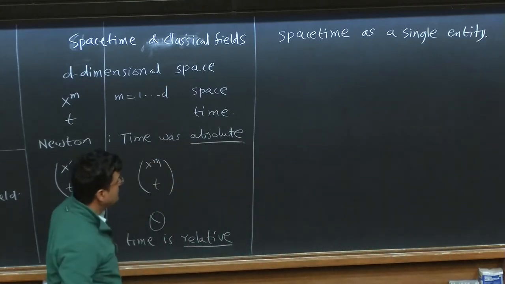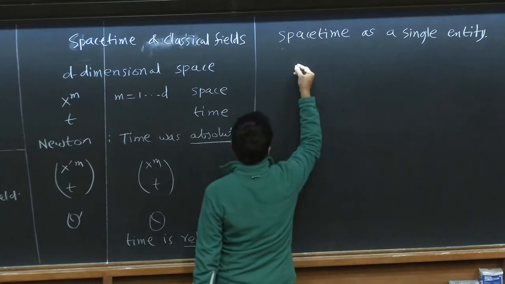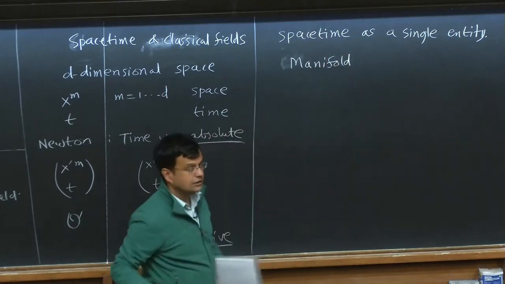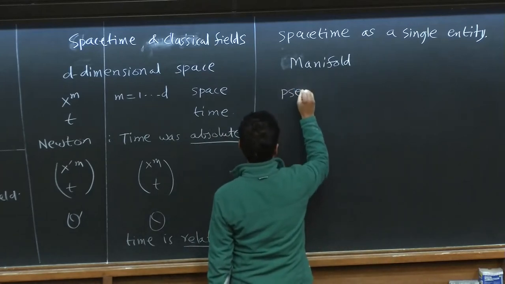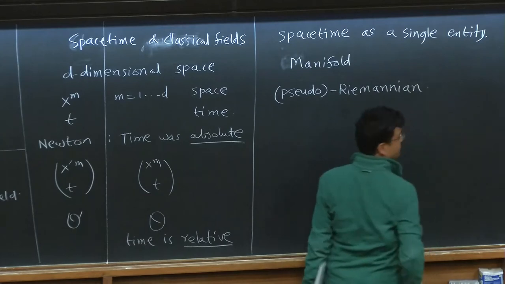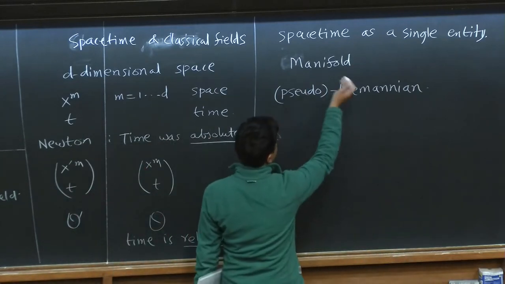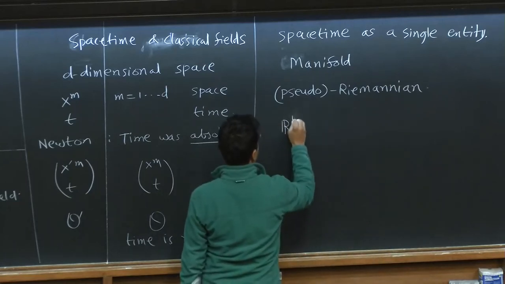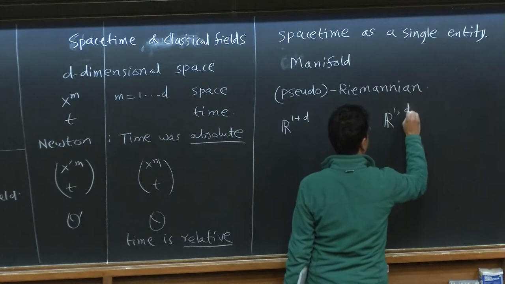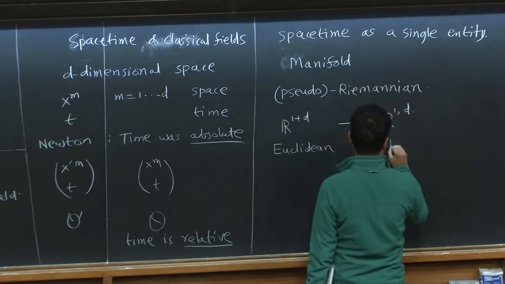And in fact, in general, space-time is a single entity and it's going to be a manifold, a Riemannian manifold locally, and it's going to be a pseudo-Riemannian manifold. I will just remind you, you might have seen this already, some of you. What that means is that in the simplest case, it's going to be a generalization of R^(1+D), which is a Euclidean flat space, going over to R^(1,D). This is called the Minkowski spacetime.